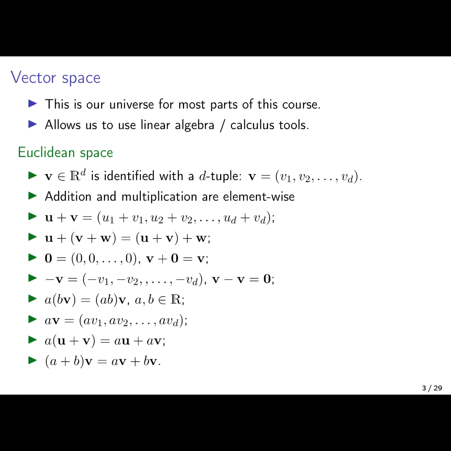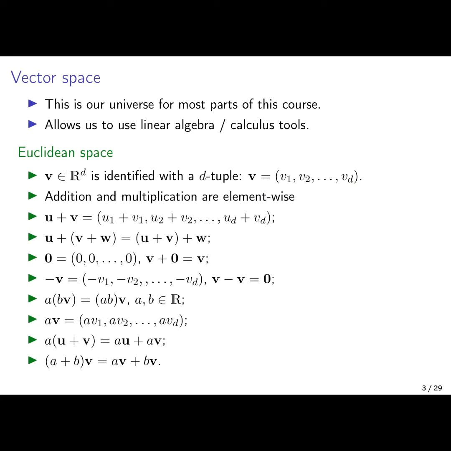Here I'll just mention what we mean by a Euclidean space. A Euclidean space is a special vector space where each vector is just a D-tuple, meaning that we have D numbers and we just stack them together, okay? And we call it a D-dimensional vector. So here I'll give you an example where v is a D-dimensional vector.